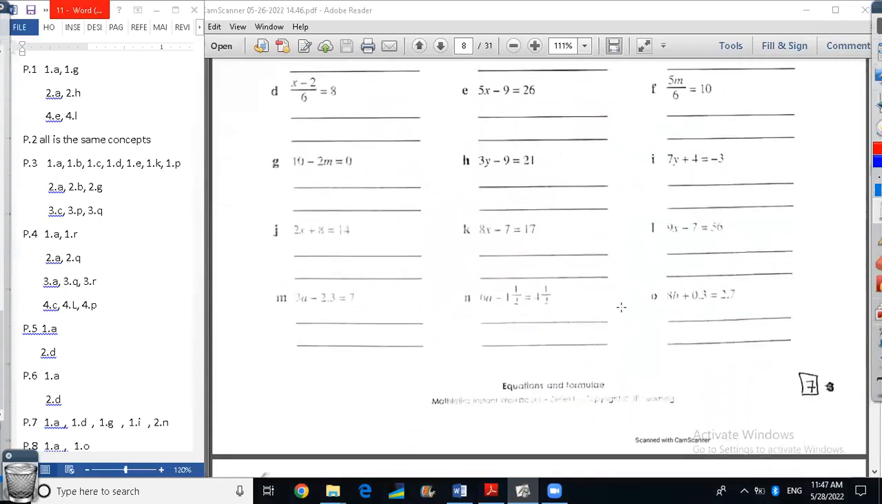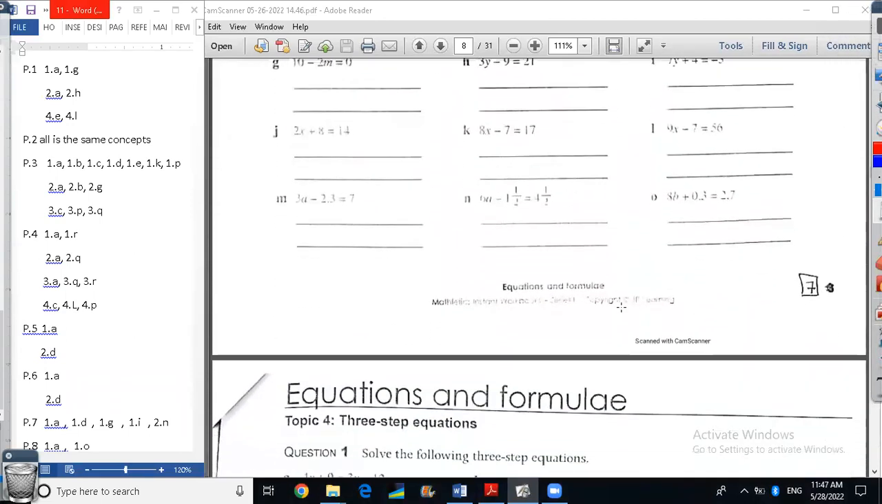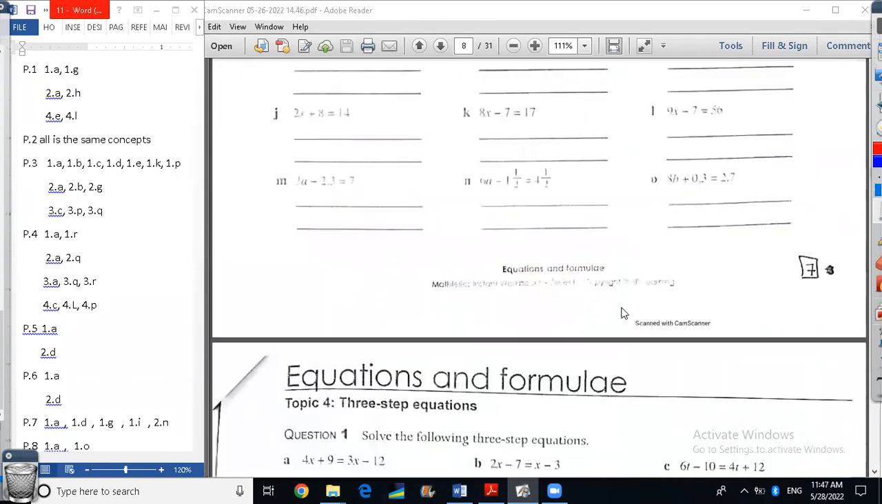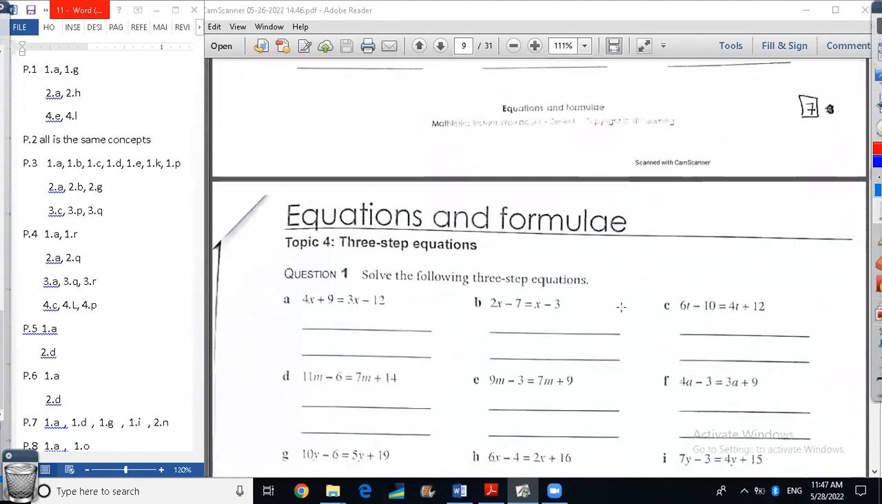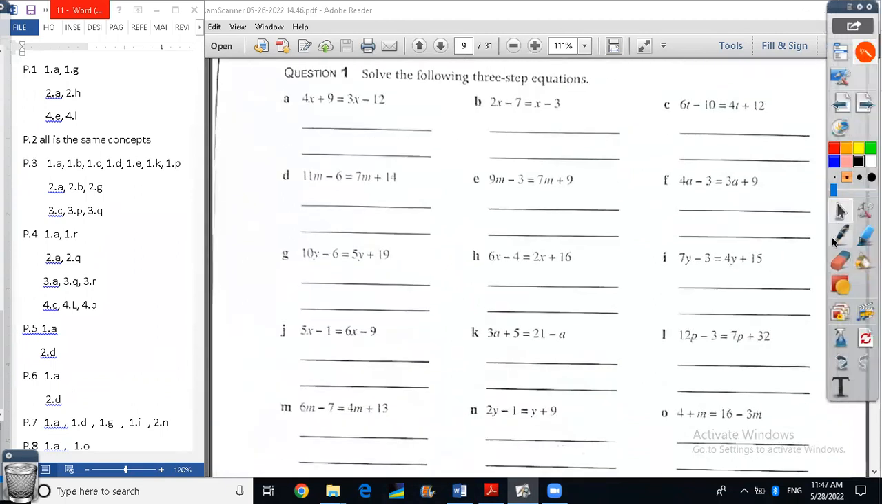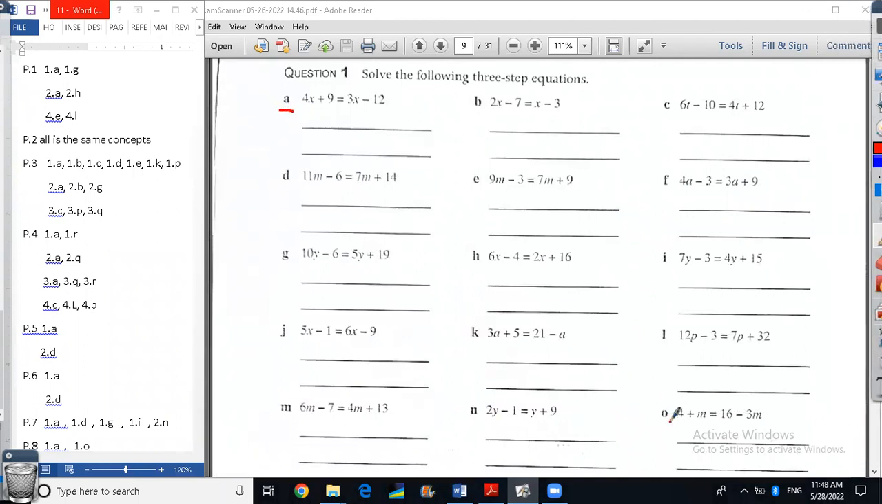Everything is just the same. Oh, it was actually the same page exactly. Okay. We have here page 8 is this one, I guess. This is the one that I meant. Okay. Question 1a and 1o here. Yes. Okay. So here, 4x plus 9 equals 3x minus 12.